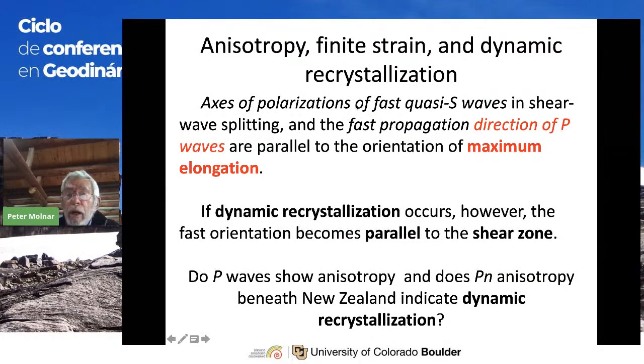But to do this, we're going to look at P waves, because the fast propagation direction of P waves is parallel to the maximum elongation also. And the P waves propagate in the uppermost mantle. So we can ask the question, do P waves show anisotropy? And does Pn anisotropy beneath New Zealand indicate dynamic recrystallization? Again.